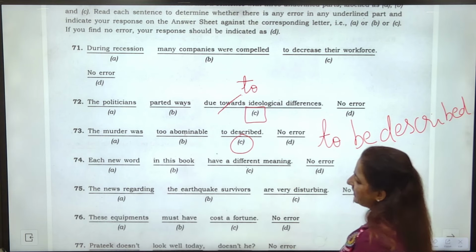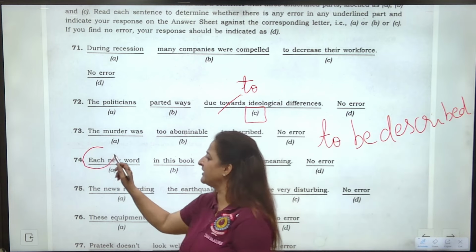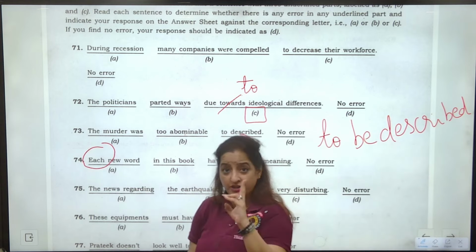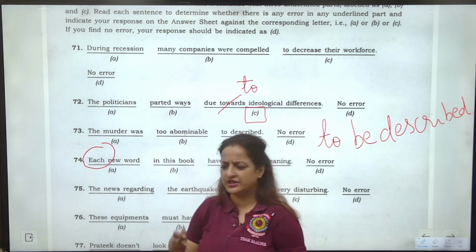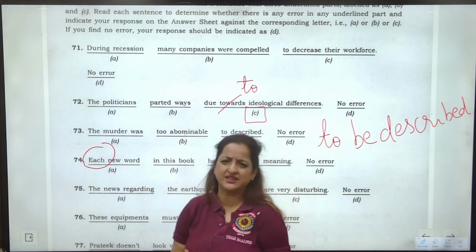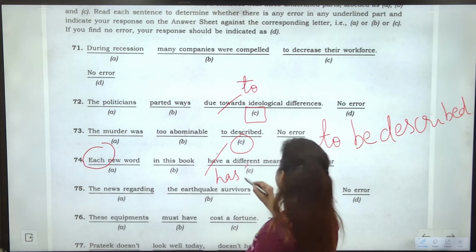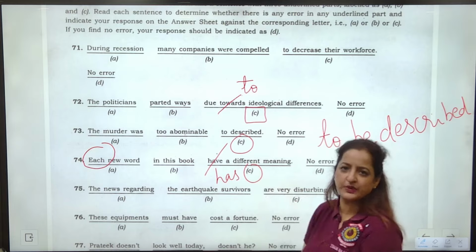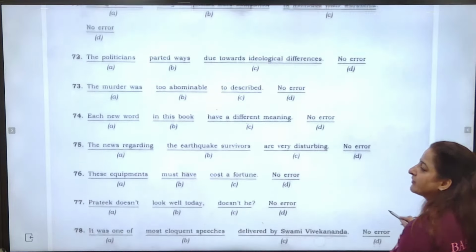Okay. Next one. Each new word in this book have. ये अब देखो बार बार रूल्स रिपीट होते हैं. Each वाला fill in the blanks में भी आया था या नहीं? Each के बाद singular verb, ये रूल तो जैसे कहीं आपको जस्ट मेमोराइज्ड हो गया, बेसिक ग्रामर रूल्स हैं ये. Each और देन यहाँ होना चाहिए हैज, each has, each plus singular verb.